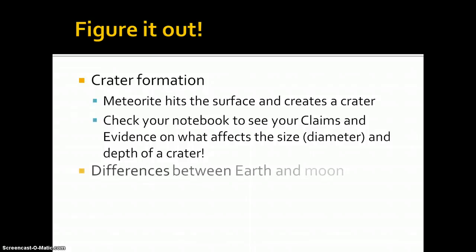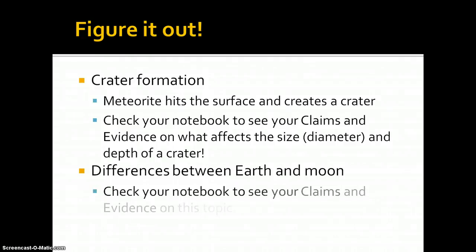And then next, as you think about your investigation of Mr. Core's room, differences between Earth and the Moon, again, go to your notebook. You had claims and evidence on this topic. And as you've come to find out, a lot of our questions have been asking for claims and evidence as answers. So you can also prepare answering these questions in that format.